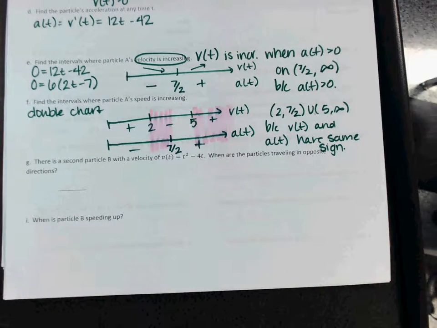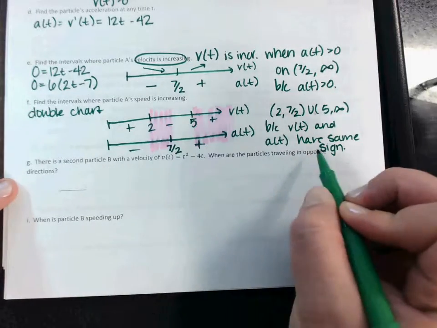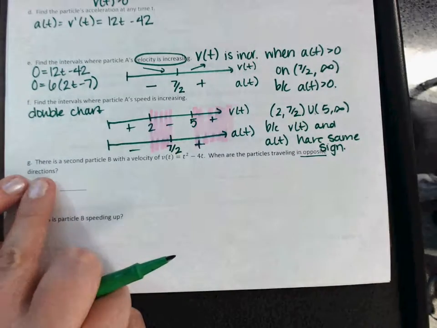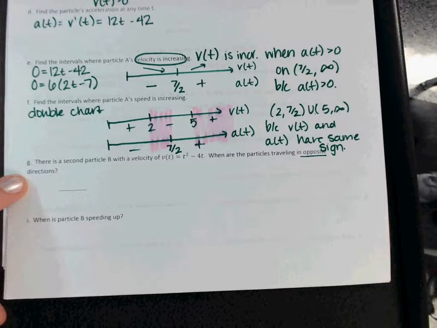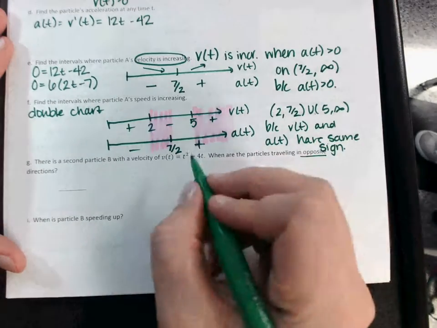The AP test loves to randomly introduce the second particle. So you have your particle that we already did a bunch of work on. Now we have a second particle, B, and it gives you its velocity. And it says, when are the particles traveling in opposite directions? Okay, think about what tells you direction: position, velocity, or acceleration? Velocity. And if I want them going opposite directions, what do their velocities need to be? Opposite signs, yeah? So I'm going to have to do a line test.